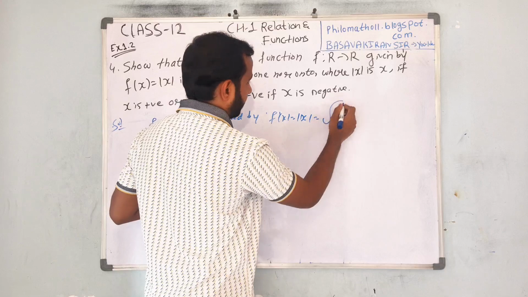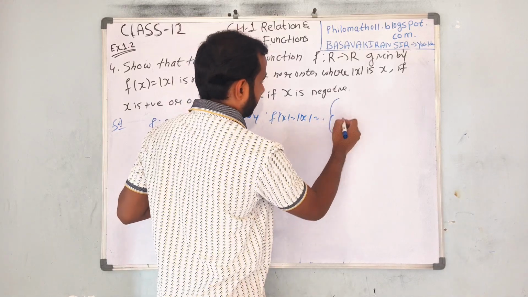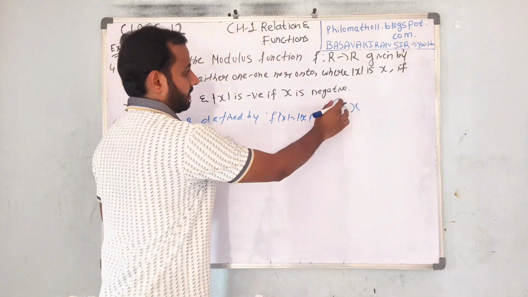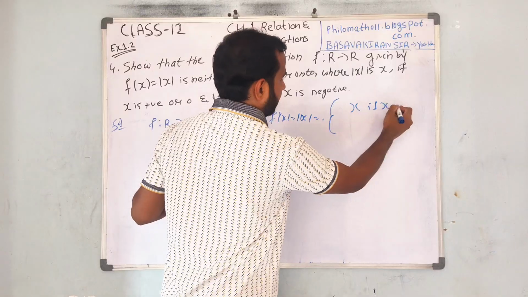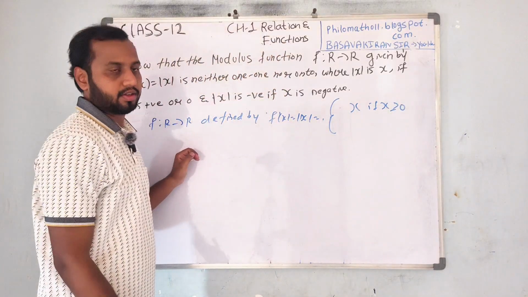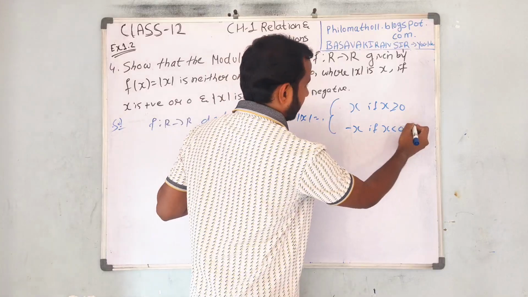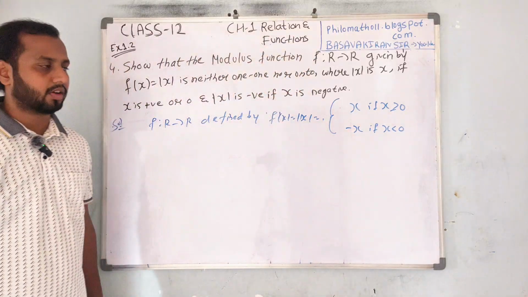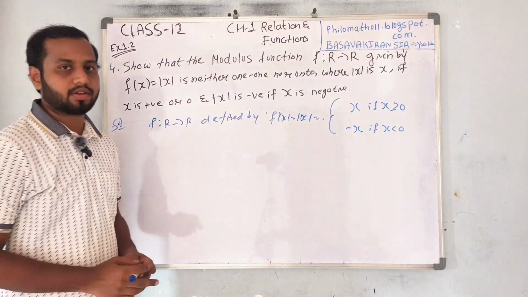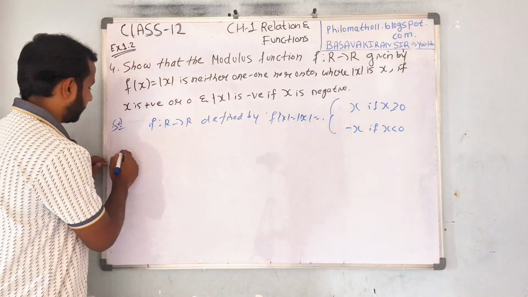Then mod x I can write as: mod x will be plus x if x is greater than or equal to 0. Mod x will be minus x if x is less than 0. Right? If x is less than 0 it will be minus x. If x is greater than or equal to 0 it will be plus x. Let us prove 1-1 and onto.